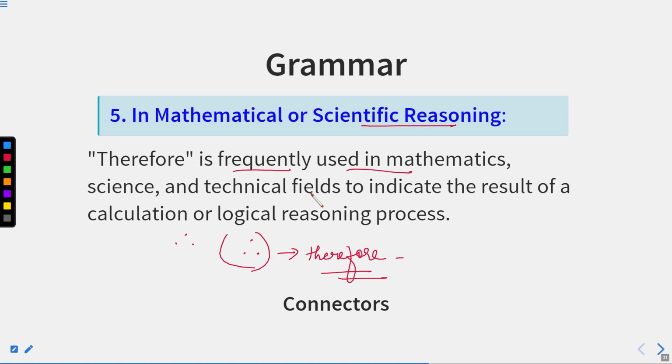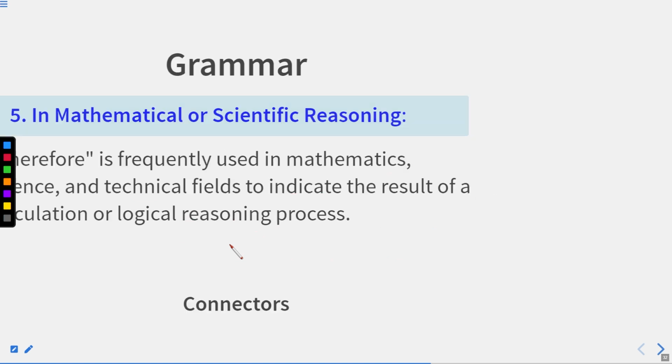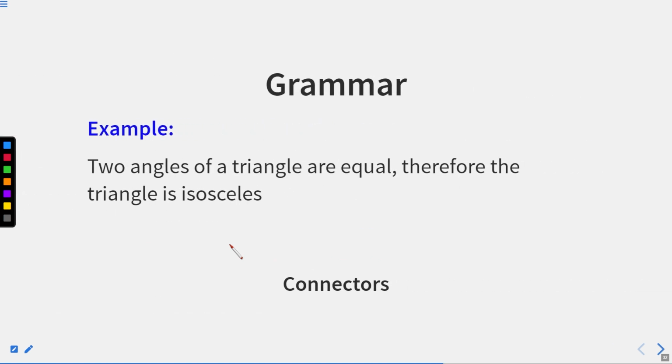Therefore is frequently used in mathematics, science, and technical fields to indicate the result of a calculation or logical reasoning process. So we do not write the word therefore. We avoid it. We just make these three dots. This is actually the symbol of therefore in case of mathematics or the scientific equations. Though we can write therefore as well. That is fine. Example, two angles of a triangle are equal. Therefore, the triangle is isosceles.